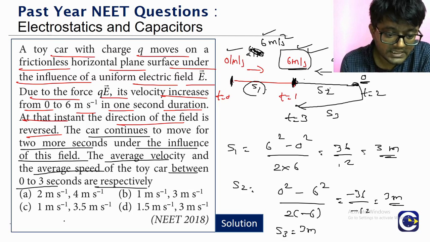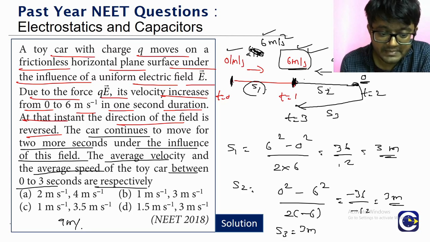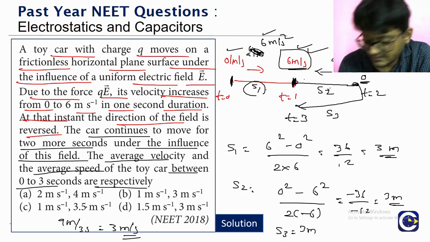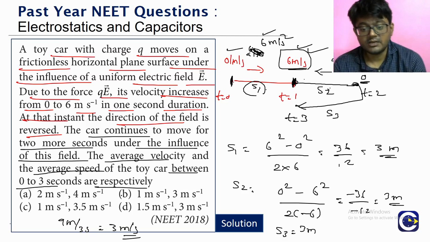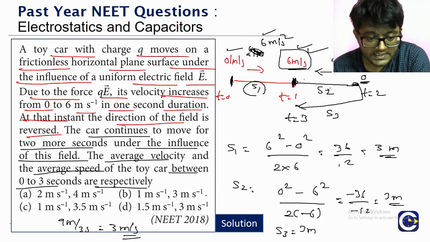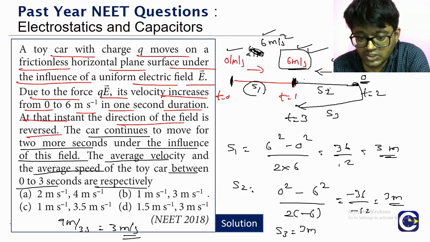So total distance covered is 9 meters. Divided by time taken, 3 seconds. So average speed will be 3 meter per second. Now look at it. Speed average value 3 meter per second is shown in which options? Option B and option D.